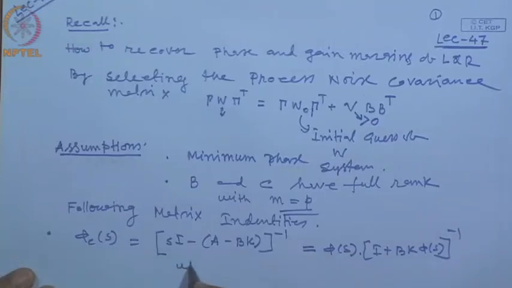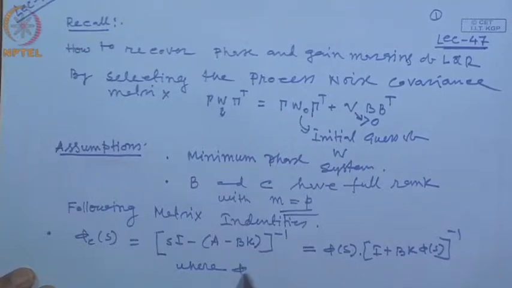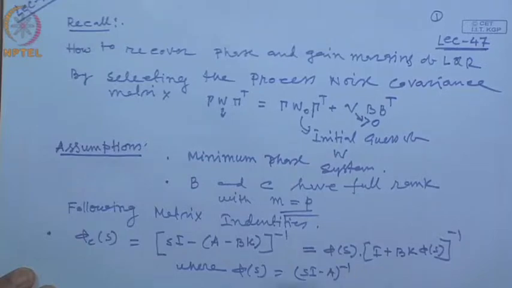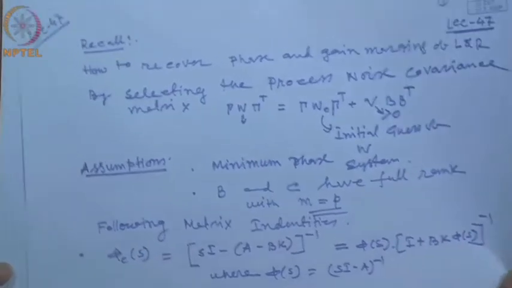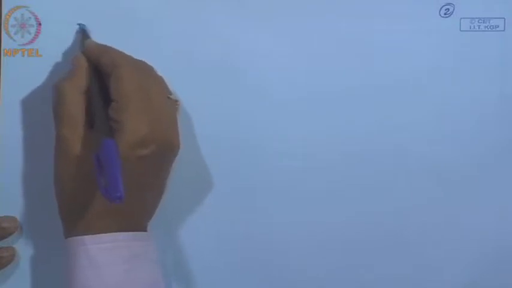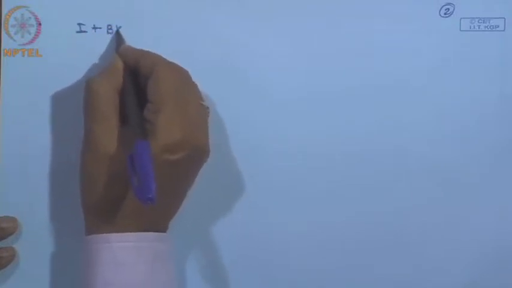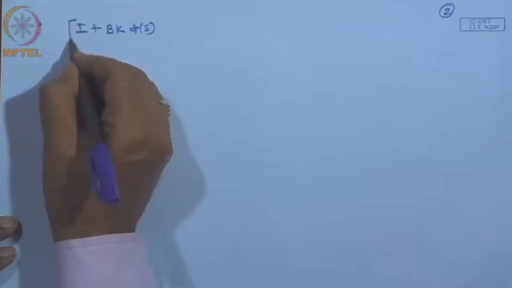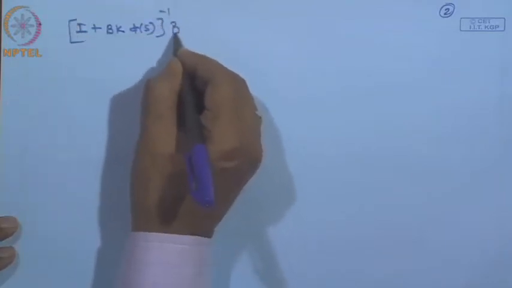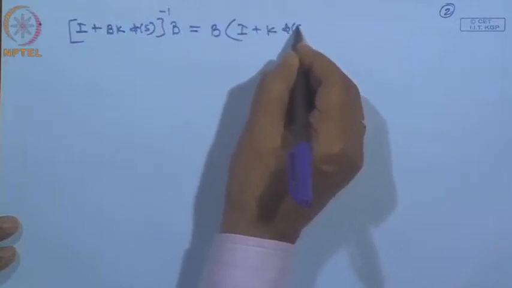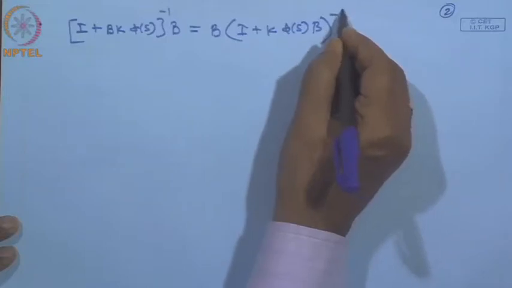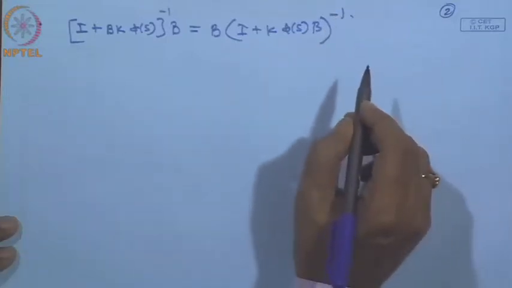Here phi of s is equal to (sI minus A) whole inverse, that we derived last class. This is one matrix identity. Another identity we have used is that (I plus BK phi of s) whole inverse B is equal to B (I plus K phi of s B) whole inverse. That is another matrix identity.